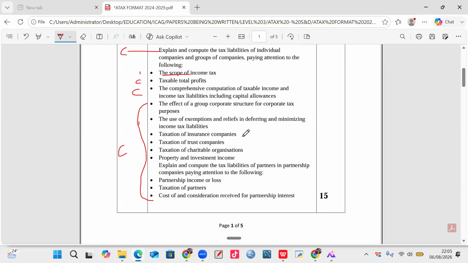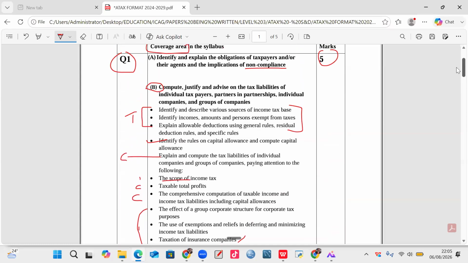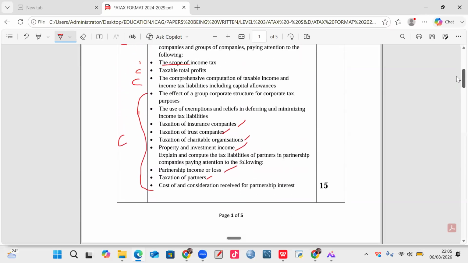So taxation of insurance companies, taxation of trusts, charitable NGOs, not-for-profit organizations, property investment, partnership, taxation of partners. How is it done? The whole thing is this. If it comes to the theories, we may be able to read on our own, but the computational, just pick the same questions the lecturer has solved with you and solve them over and over again till you can solve them on your own. Until you can solve it on your own, you can never solve the question under partnership. Until you can solve a question on insurance companies, you can never solve it on your own.